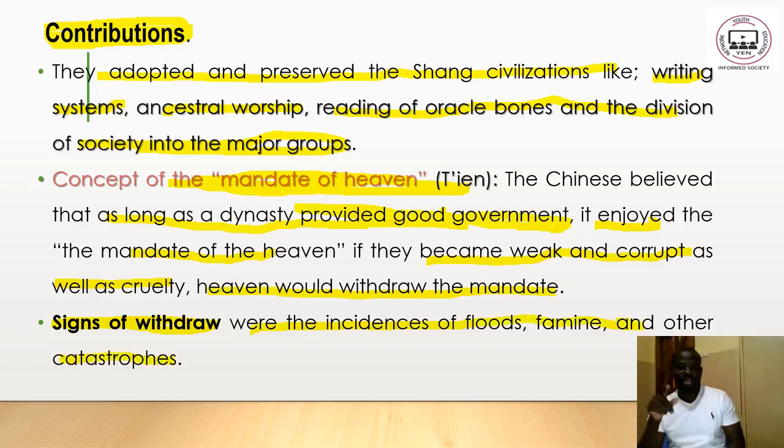So that is to say, when the mandate of heaven had been withdrawn from a particular dynasty, then they could see floods, famine, as well as some catastrophes. Then the people could say, no, heaven has withdrawn its mandate from this rulership, or from this kingship, or from this dynasty. So that was the concept of the mandate of heaven.